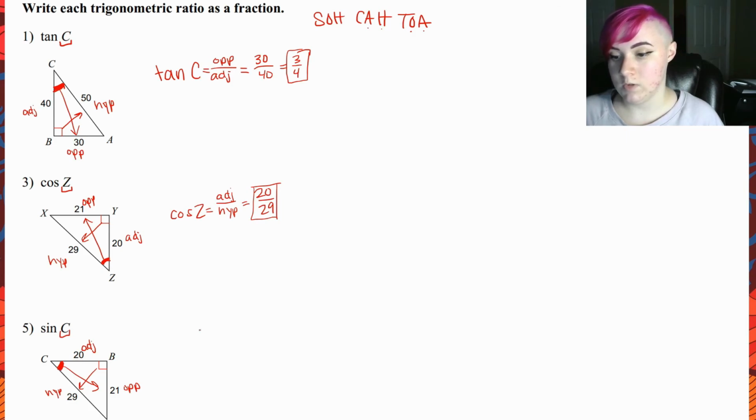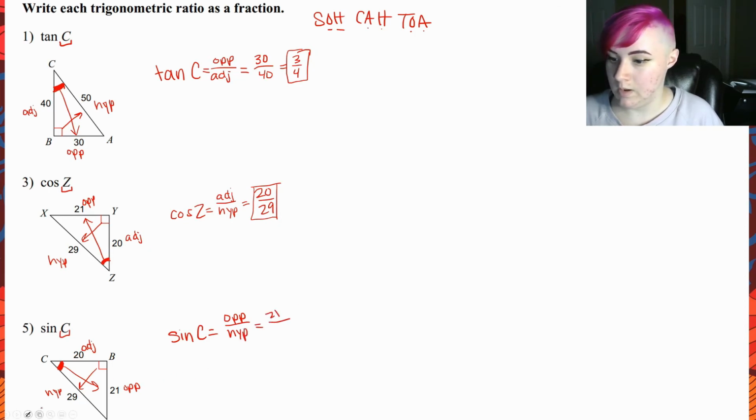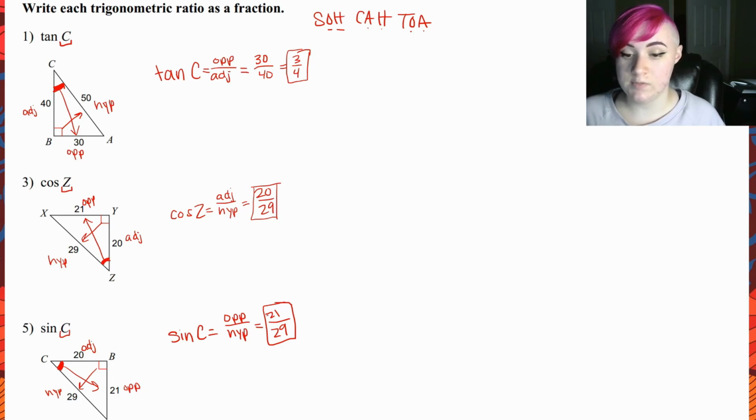Okay, so we're looking at sine of C. If you look up here, sine is opposite over hypotenuse. That's what those stand for. Okay, the opposite side here is 21. Hypotenuse is 29. Literally just write them as a fraction. And since it can't be simplified, that's all you gotta do.